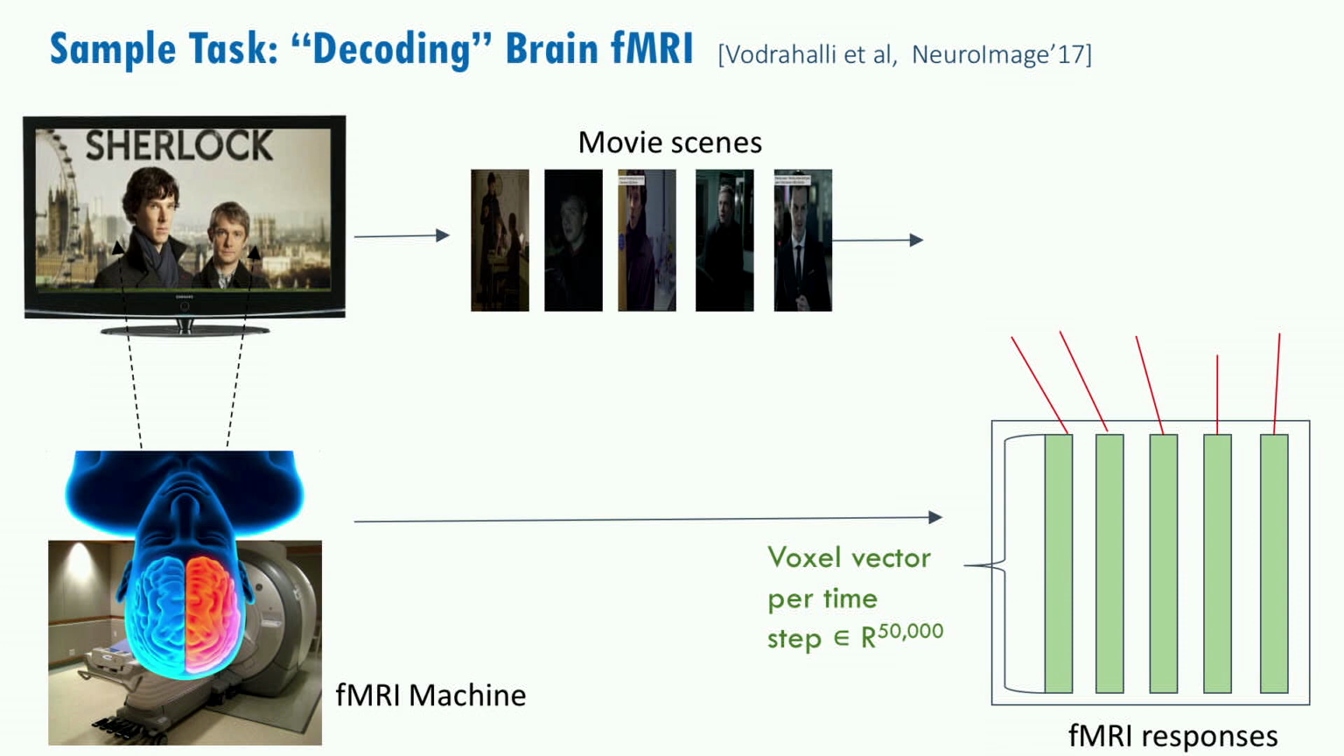This is a sample task of looking inside the brain of a person who's fully conscious and thinking. This person is sitting in an fMRI machine and watching a movie, Sherlock Holmes. The fMRI machine measures blood flow at, say, 50,000 points in your brain. And from that, you're trying to get some sense of how the brain works.